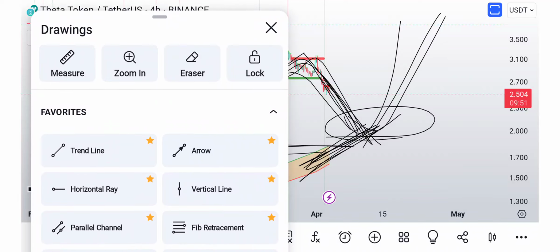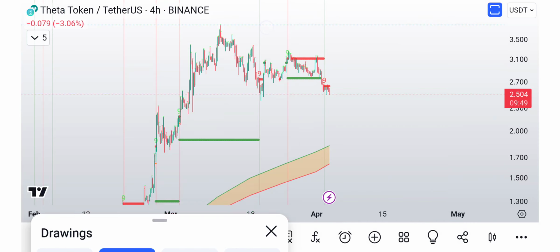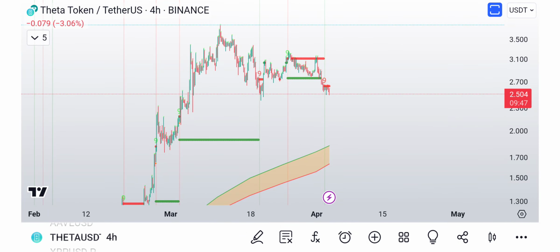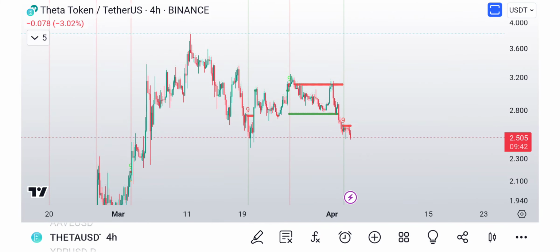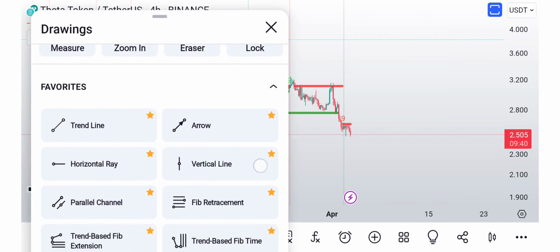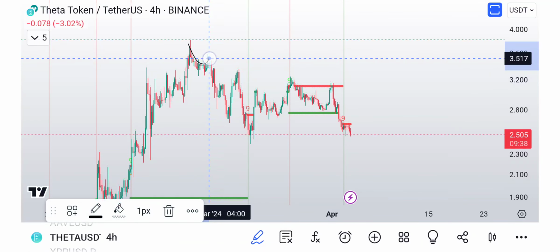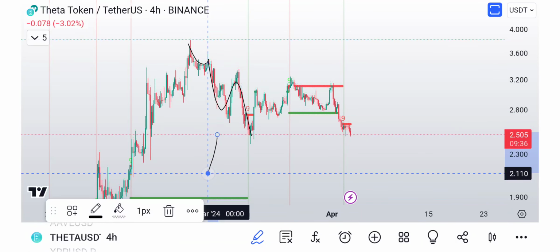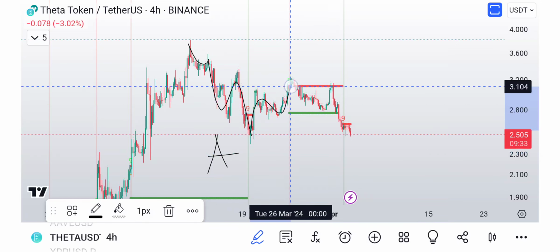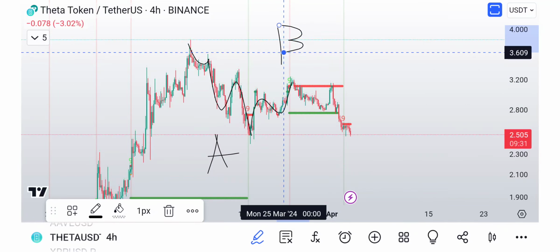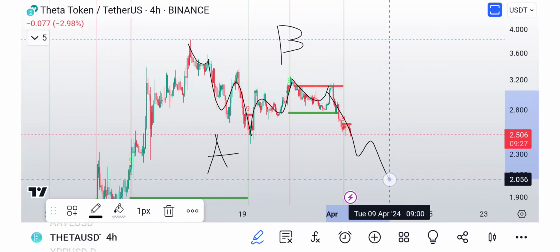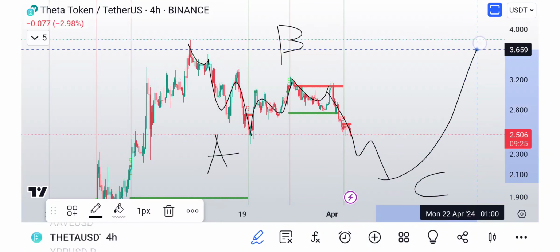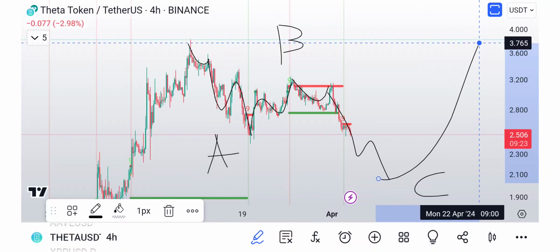I will do a more thorough analysis on Theta sometime this week, but it's really the same thing as what Bitcoin's doing, obviously. We have 1-2-3-4-5. That's an A. We have 1-2-3. That's a B. And then we have a 1-2. Now it looks like we're in 3-4-5, and then that would be C. And then we can flip out of here. So that's kind of where my main thinking is for now.